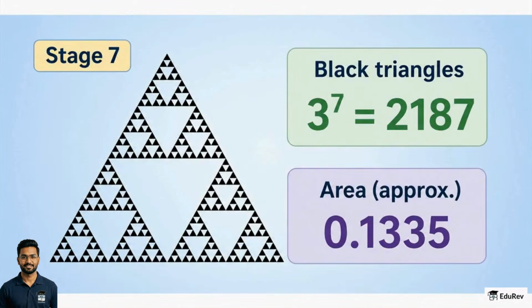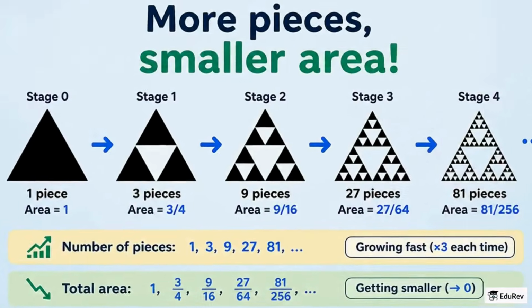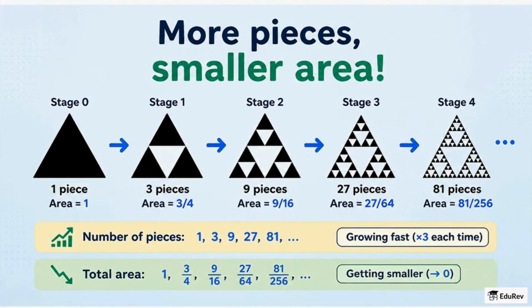At stage 7, the number of black triangles is 3 to the power 7 equals 2187, and the area is approximately 0.1335. This shows the number of pieces can grow while total area gets smaller and closer to 0.